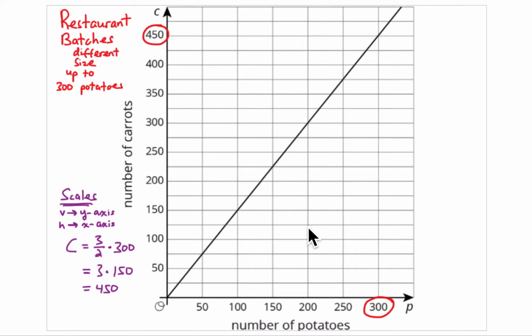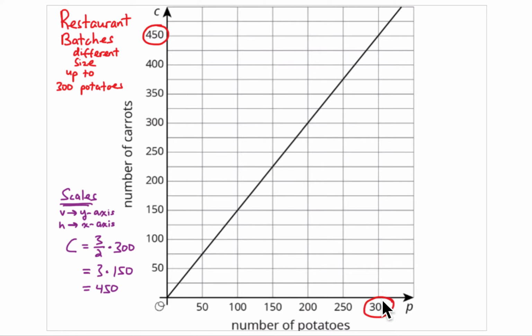But let's say that the most useful representation is a graph. So let's say that you have a restaurant and they make different size batches of stew throughout the day, and up to 300 potatoes. So the maximum size that they make is using 300 potatoes. And so how many carrots is that? So you read up the graph. You start at 300 potatoes and you read up this graph, and that tells you that the number of carrots you need is 450 carrots.